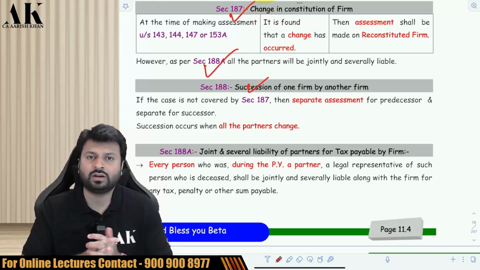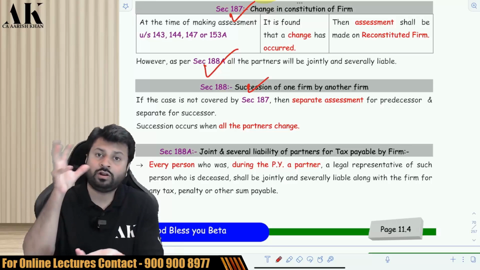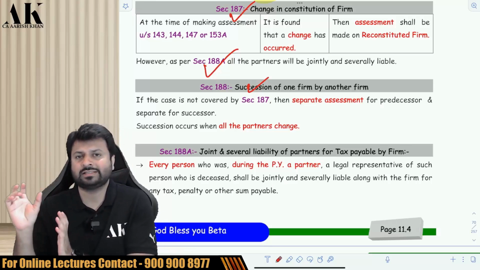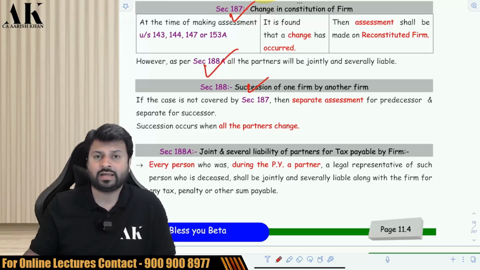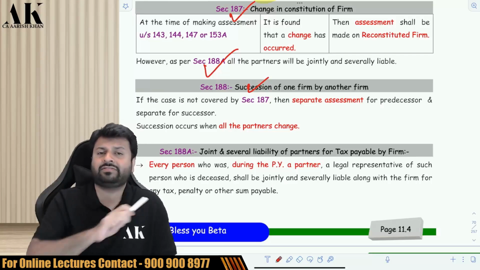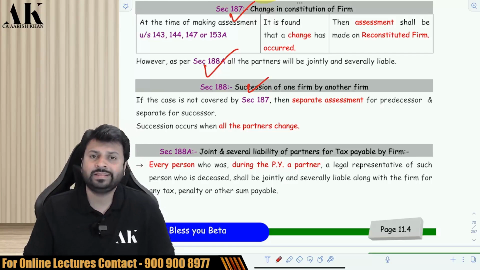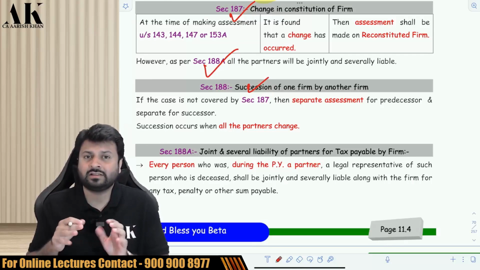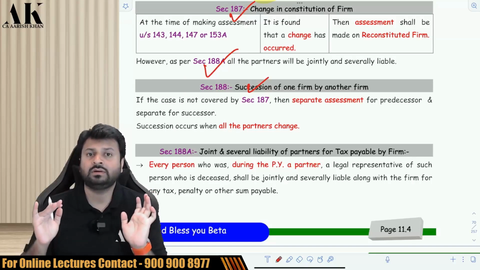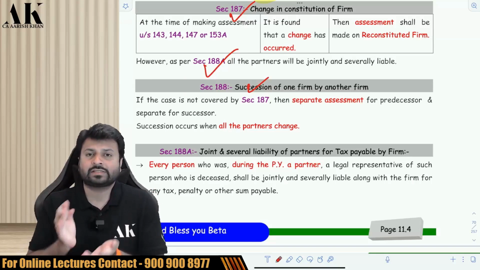Succession of firm means what? All the partners are changing and all new partners are suddenly coming. Suppose there are three partners in a firm, A, B, C, and A, B, C all of them retired, and suddenly D, E, F came in place of A, B, C. In this case, it is not a change in constitution of a firm. This is not a minor change in the firm, but a big change in the firm. This is a revolution in the firm, and this is called a succession.